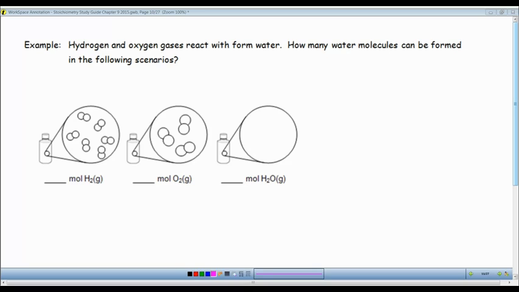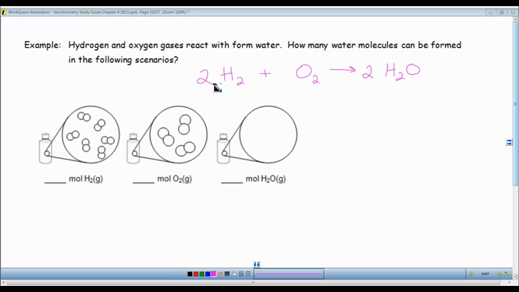So here's an easy one, right? We've got, let's see, hydrogen, diatomic, oxygen, diatomic, producing water. We'll balance it. Oh boy, we're going to need 2 oxygens, but now I need 4 hydrogens. Got it. Okay, so we have the balanced equation.